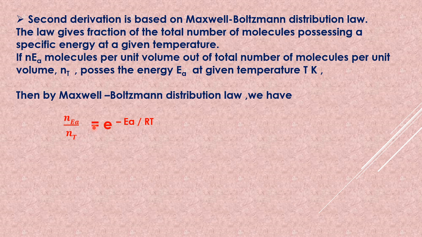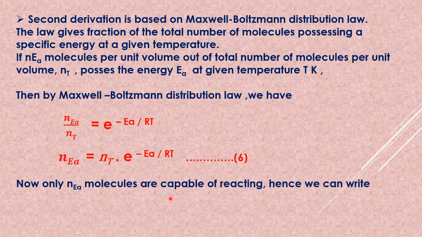This NEA is represented as molecules per unit volume out of total number of molecules per unit volume NT. So we can write this equation in the form of NEA equals NT into e raised to minus EA upon RT. Say this is equation number 6. Now only NEA molecules are capable of reacting, hence we can write the rate of reaction equals A into NEA. Say equation number 7.